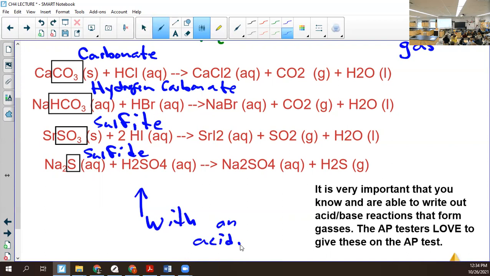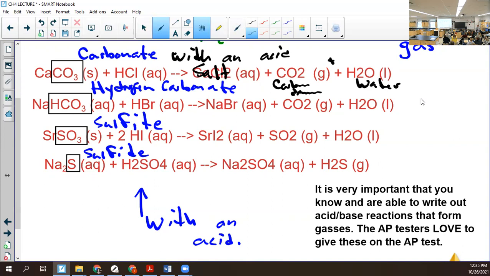Okay. Now, carbonates with an acid always make a salt, carbon dioxide, I don't want to write it, I'm just going to scribble, and water. What's that? If I add a carbonate to an acid, that always happens. I make the salt and carbon dioxide and water. I will come right back to this page in a second. I will come back, so don't panic.